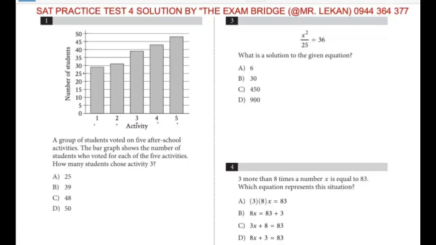Question number one. A group of students voted on 5 after school activities. The bar graph shows the number of students who voted for each of the 5 activities. How many students chose activity 3? This question tests your knowledge of how to read a bar graph. The height of each bar represents the number of students that voted for the activity specified at the bottom of the bar.